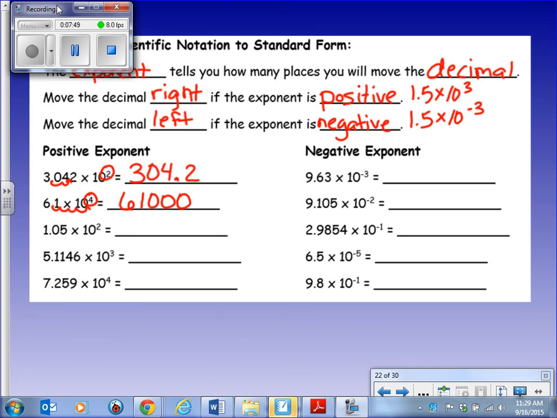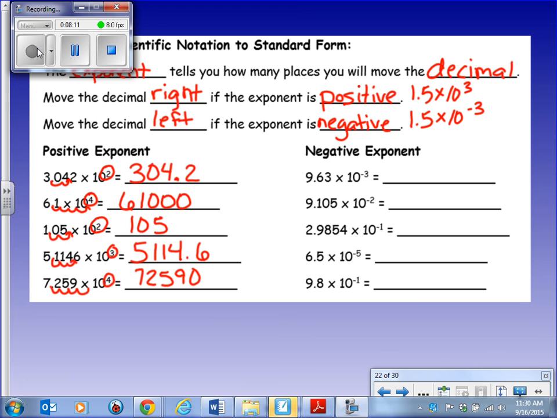All right, let's take a look at another one. I have 1.05 times 10 to the second, so I'm going to move the decimal 2 places. This would be 105. Again, the decimal would be at the end, but I don't need that. Now what I want you to do is pause the video and try the next 2.